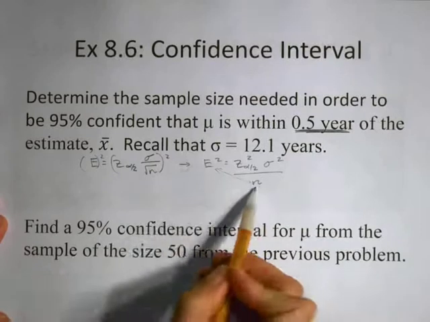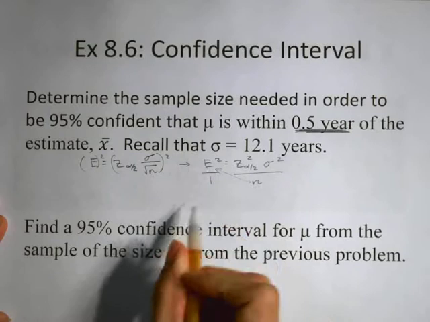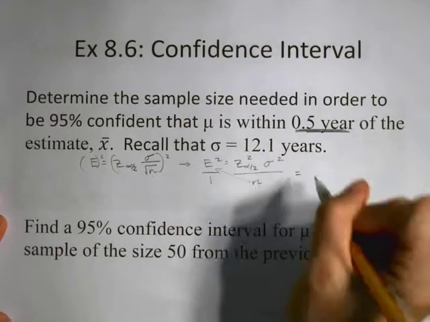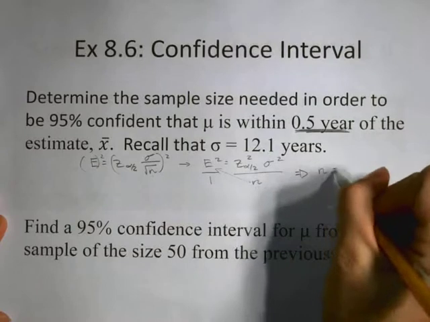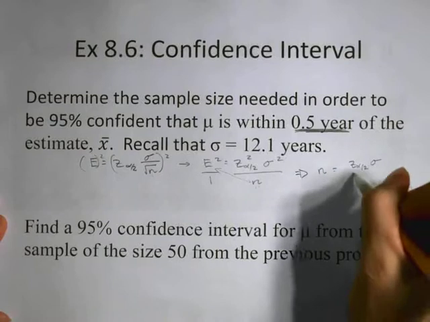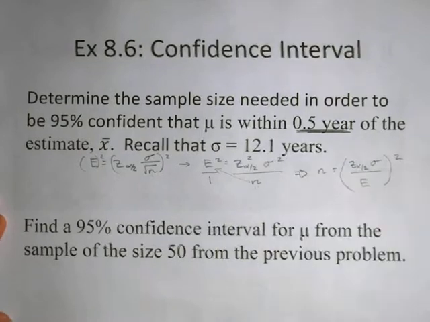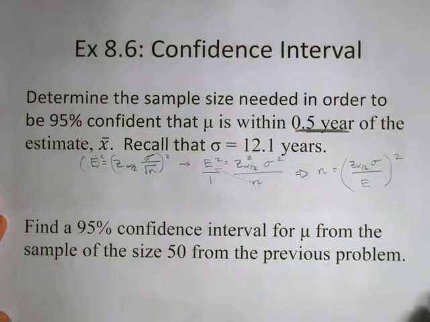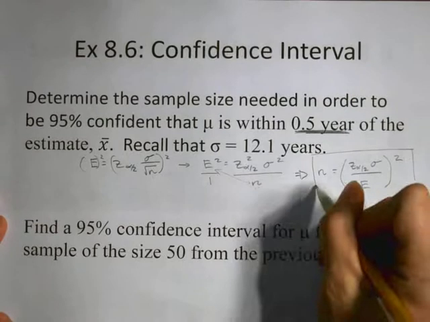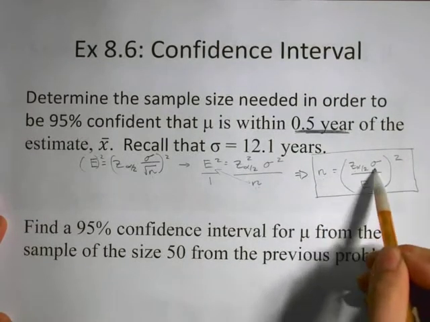Now I can solve for n, and I'm going to solve for n by doing a little trick where I can switch the location of something in the numerator. This is really E squared over 1, this thing in the numerator, with the thing in the denominator. So I can do that and say that n is Z of alpha over 2 times sigma divided by E, and all of those numbers are squared. This seems like a really good equation to put on a note card.